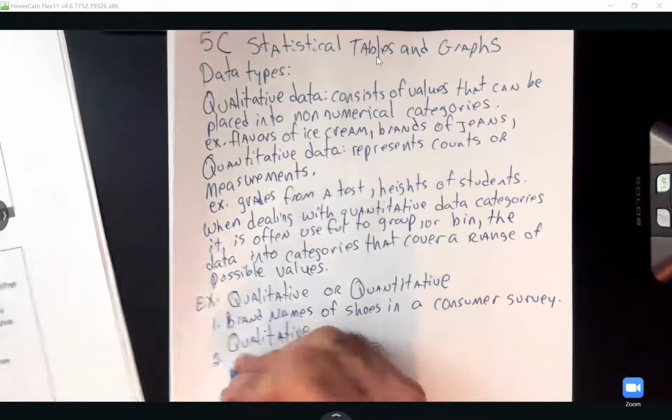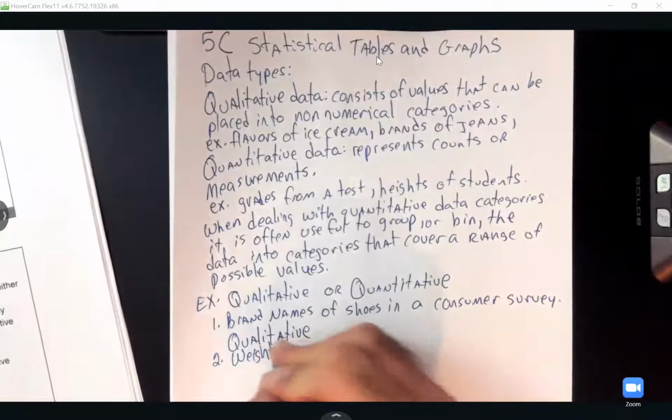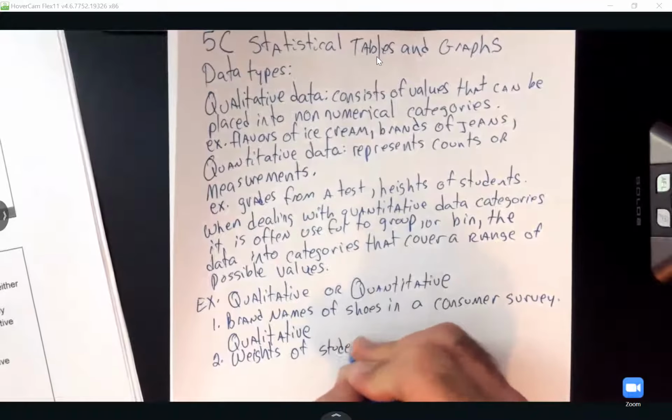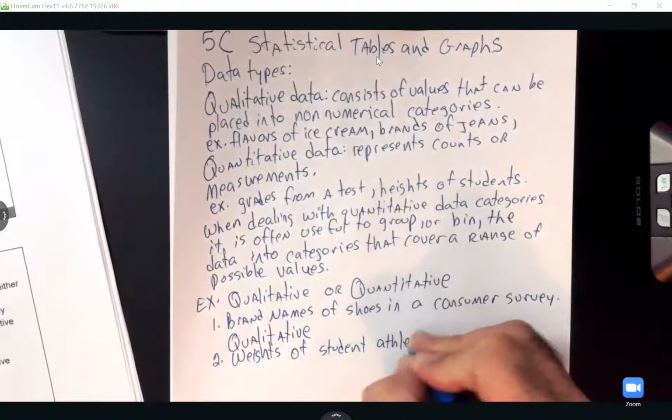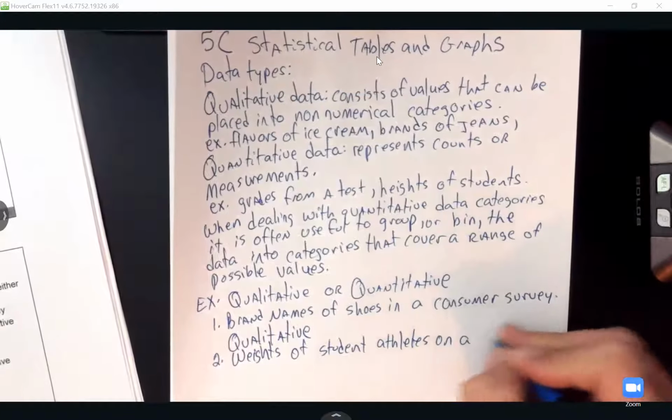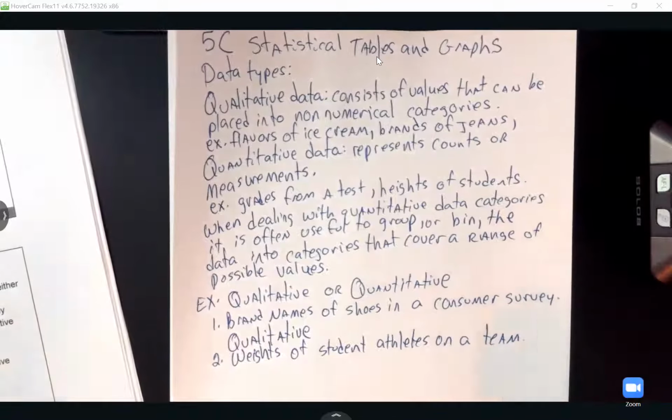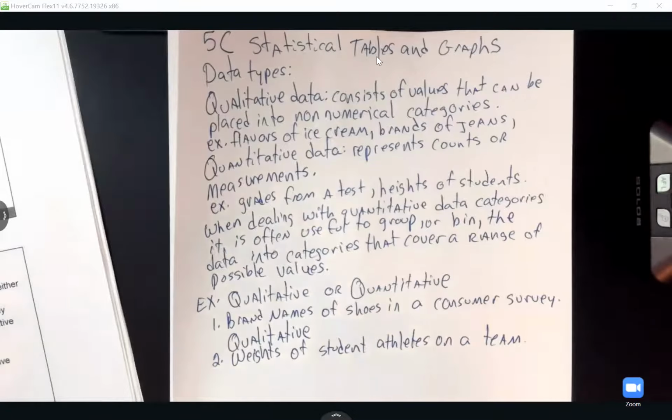Okay, so this one has the weights of student athletes on a team. So the weights of student athletes on a team, which y'all going with that, qualitative or quantitative? And the main thing I'm looking at on that is that things that you can measure. Because if it's things you can measure, it's definitely going to be the quantitative.